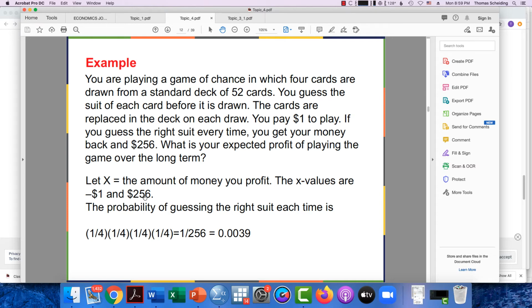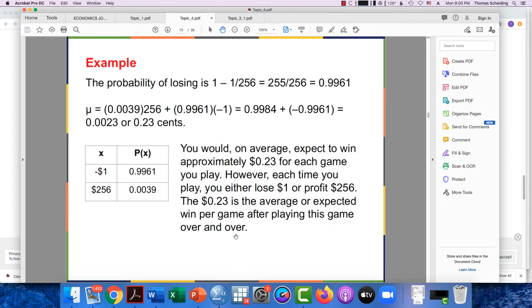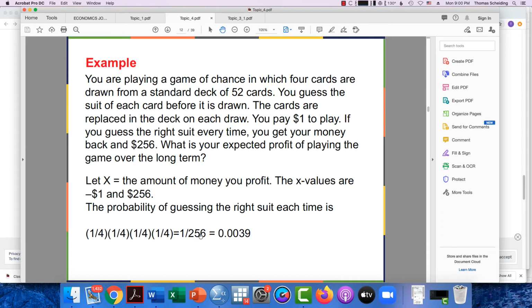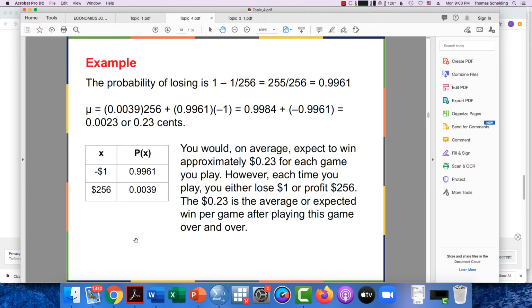So if there are 4 suits, that would mean that there's a 1/4 chance each time. So the probability of guessing the right suit is 0.0039. That's the probability of guessing the right suit. But now what if I want to know what's the probability of losing? Well, that's going to be 1 minus now 1 over 256. 1 over 256 being the probability of guessing it right, because all the other times it's wrong. 3/4 of the time it's wrong. Leaving me with 0.9961.